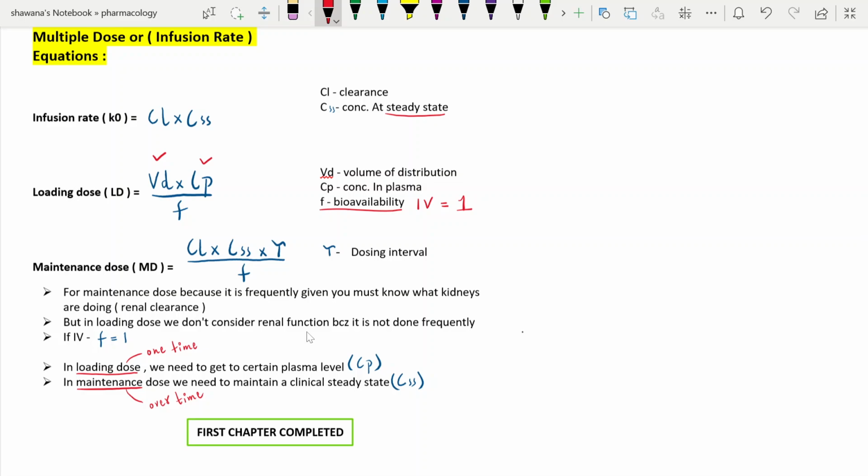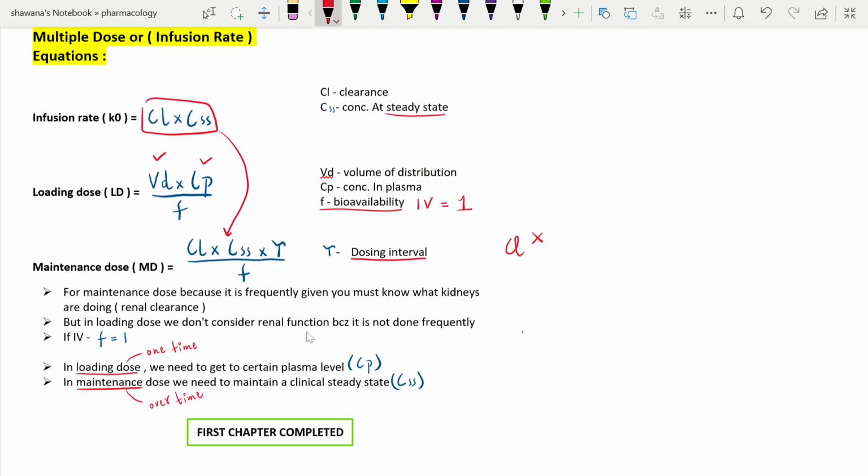And what about maintenance dose? Maintenance dose has a formula related to the infusion rate. We take clearance multiplied by the concentration of the drug at the steady state, multiplied by tau. Tau is the dosing interval. For example, if we are administering doses 4 hours apart, the dosing interval would be 4 hours, all divided by bioavailability. And again, if the drug is administered IV, the bioavailability would be 1.